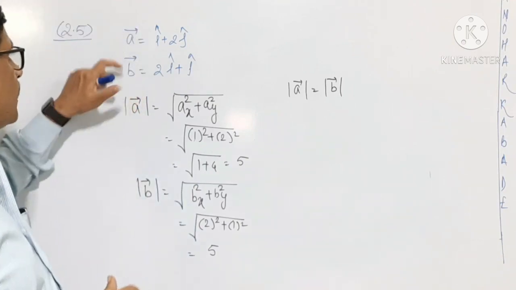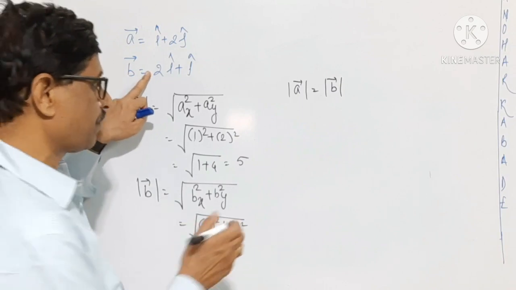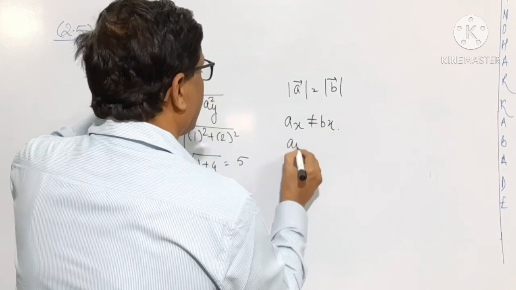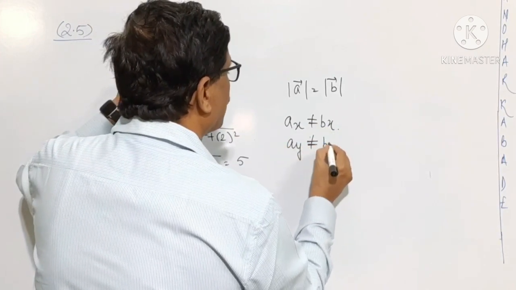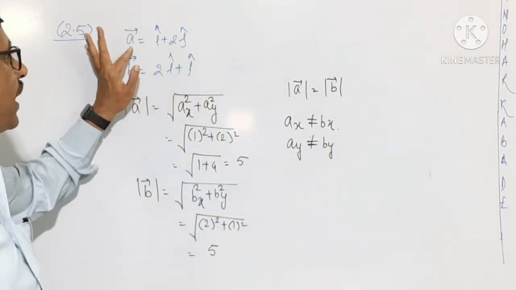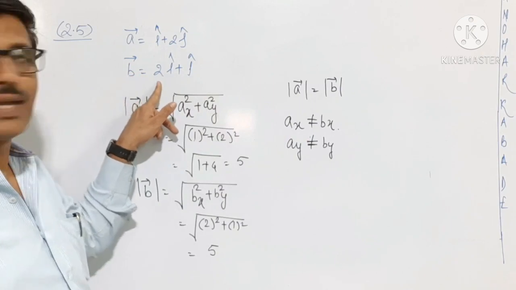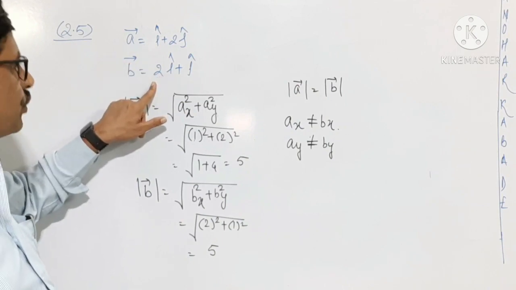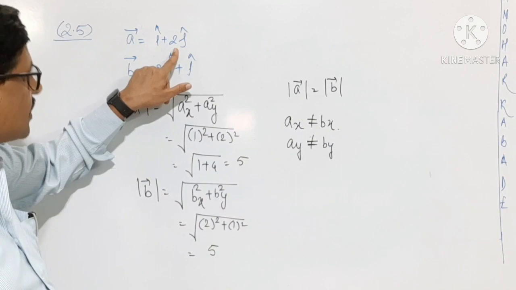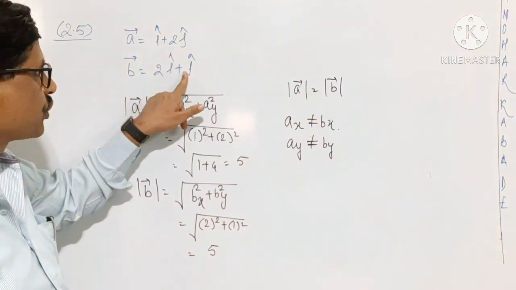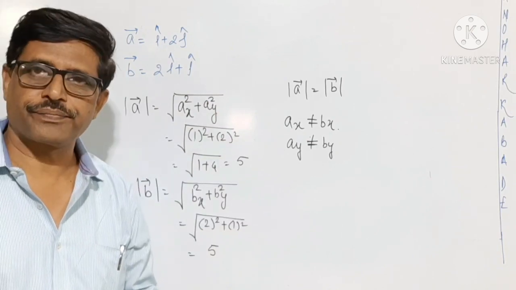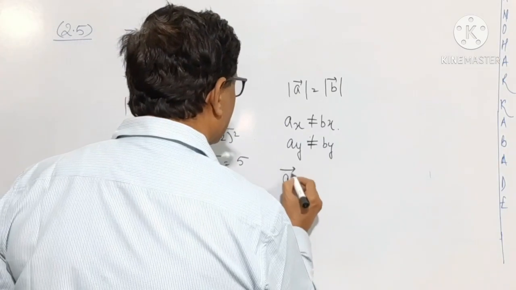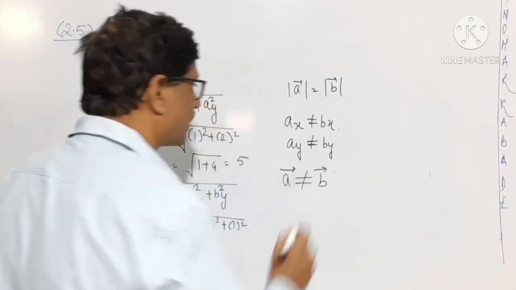But what you will see is that AX and BX are not the same, as AX is not equal to BX and AY is not equal to BY. The component of A along X axis, AX, is 1 and the component of B along X axis, BX, is 2. Similarly, the component of A along Y axis is 2, the component of B along Y axis is 1. Again, these two are not the same. As the components are not the same, I will say that vector A is not equal to vector B.